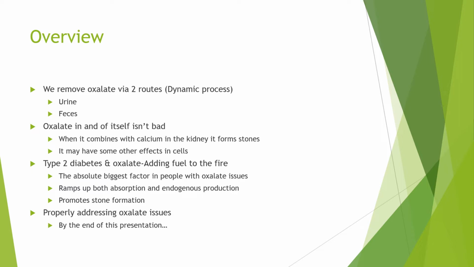It is via two routes, and it's a dynamic process. We remove it both in our urine and in our feces. This makes sense. You may be familiar with the idea that calcium oxalate stones are the predominant stones in people who form kidney stones. So clearly it's going to be removed from the urine, and when that process is disrupted, perhaps there's inflammation or oxidative stress in the kidney, this can promote the formation of calcium oxalate stones.